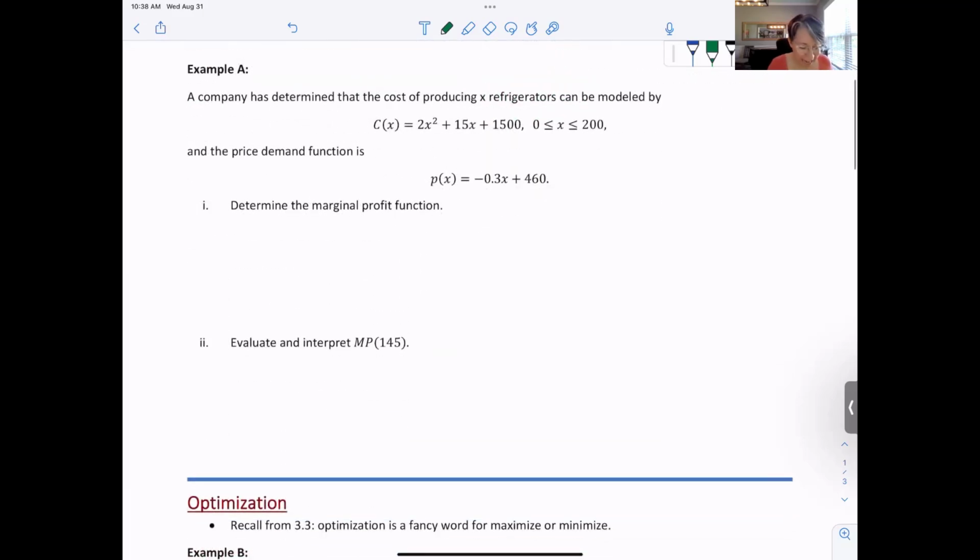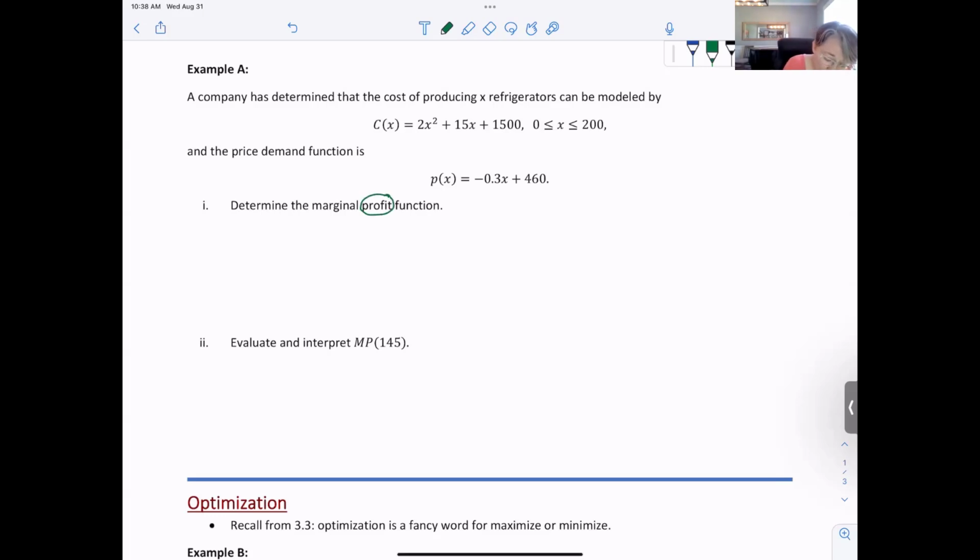In example A, it says a company has determined that the cost of producing X number of refrigerators can be modeled by that given cost function. It gave us a reasonable domain. They can make between 0 and 200 refrigerators. And they give us the price demand function there at P of X. So the first thing it asks is for us to determine the marginal profit function.